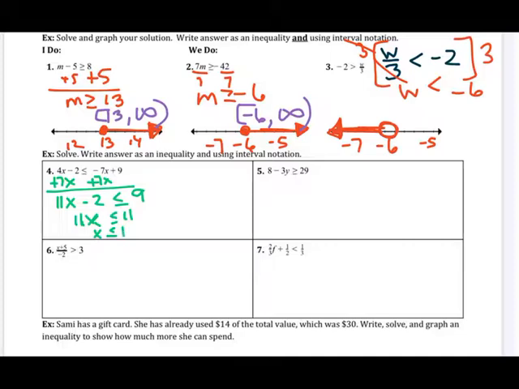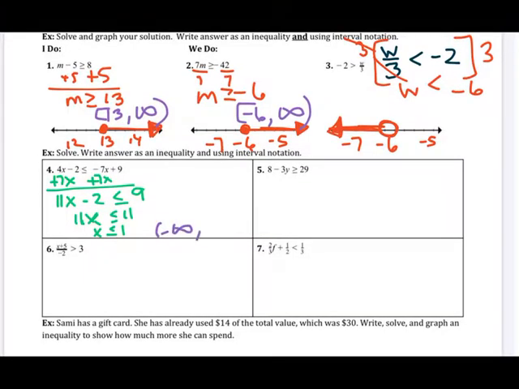If I write that in interval notation, x is less than or equal to, so it's going down forever. The highest it will ever be is 1, and it's or equal to, so I need a square bracket.